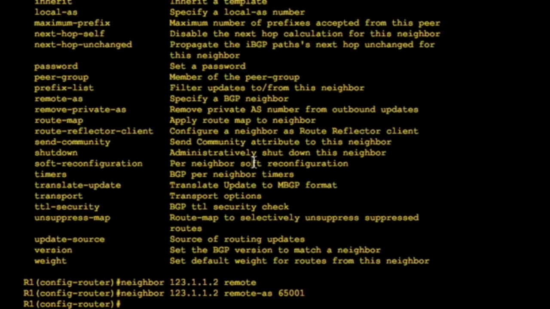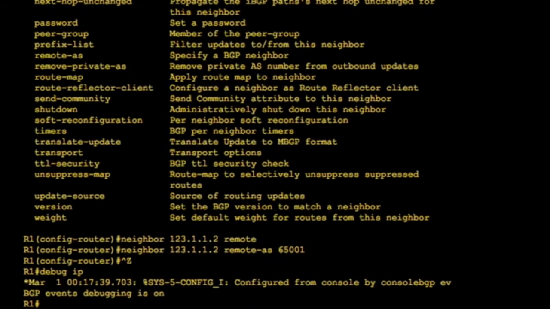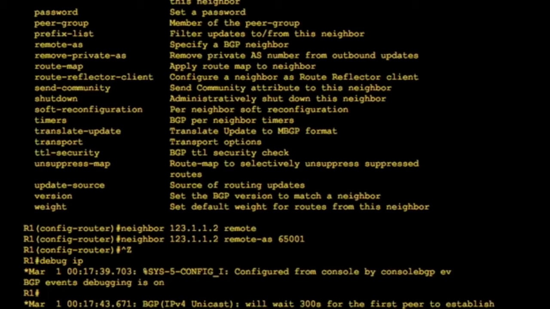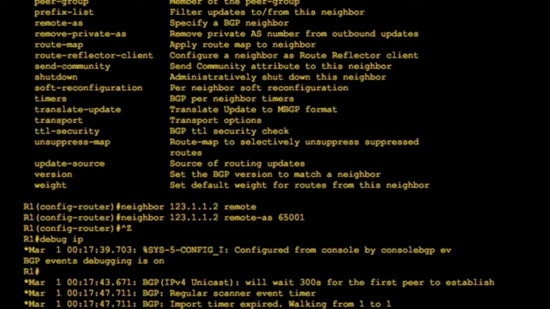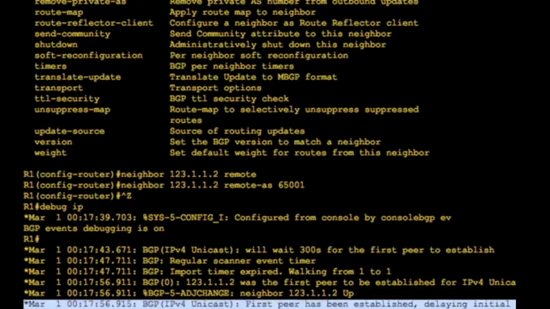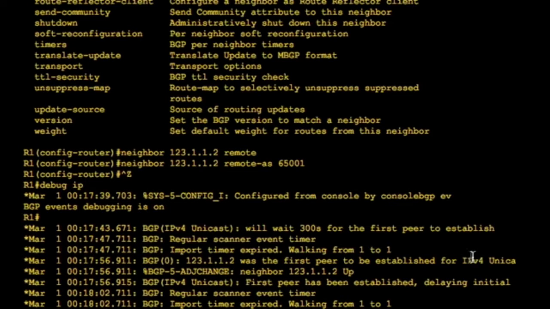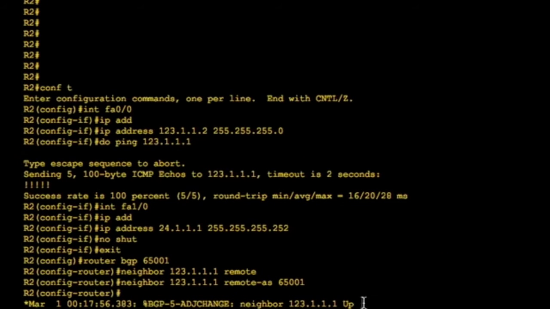And if I'm quick enough, because I've totally forgotten, if we do a debug iBGP events and just wait around, as the BGP session is built, we'll be able to see that happen. There we go. So you'd see that statement anyway, but all this other stuff is all building. On R2, you can see that the neighbor is up.